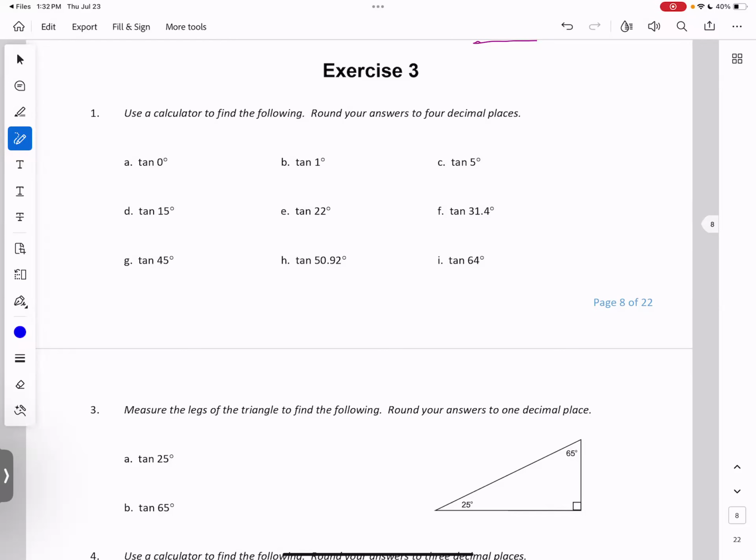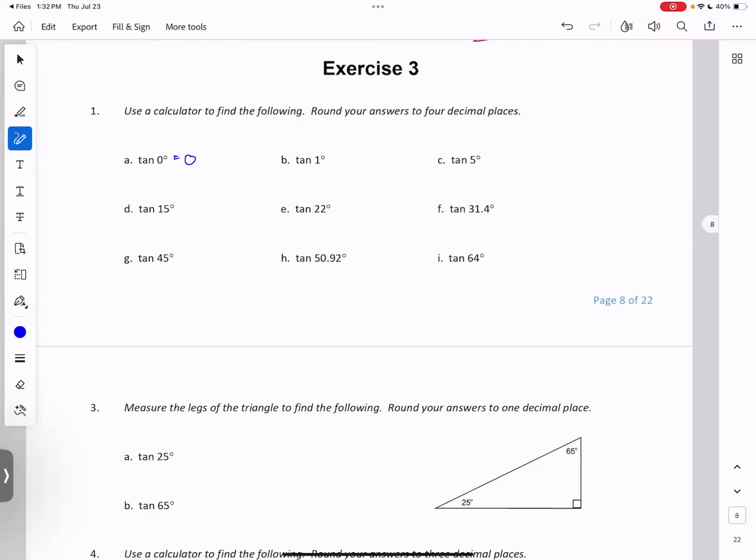All right, so we're going to use our calculator to figure out some ratios. So tan of 0 degrees is 0. Tan of 1 degree, so I'm just plugging these into my calculator, to 4 decimal places would be 0.0175 if I round up. Tan of 5 degrees is 0.0875.